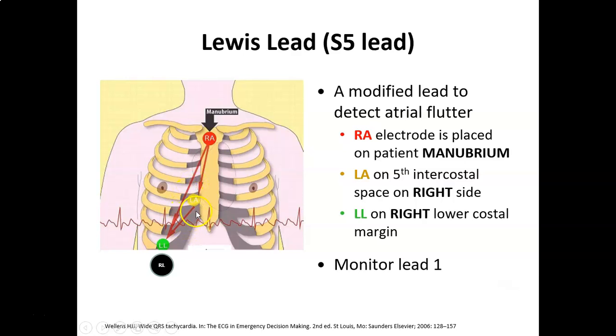So here, lead 1 is taken as the monitor lead, and if there is any atrial flutter, it will become very prominent because the electricity will be perpendicular to the vector of the current, and these flutter waves will be very easily seen. Normally we don't do this in practice, but just from an academic point of view, it's very important.